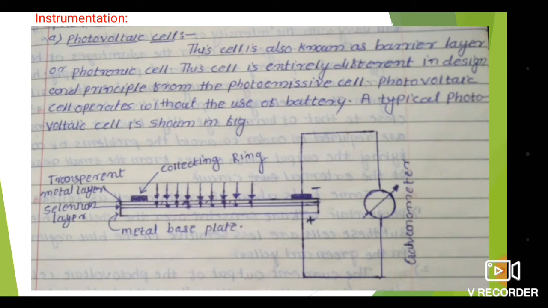Then some facts about the photovoltaic cell. Photovoltaic cells are sensitive over the whole visible region, but these cells are less sensitive in the blue region than in the green and yellow. So it is sensitive in the whole visible region, but much less sensitive in the blue region, while more sensitive in the green region. The current output of the photovoltaic cell depends upon the wavelength of the incident light.